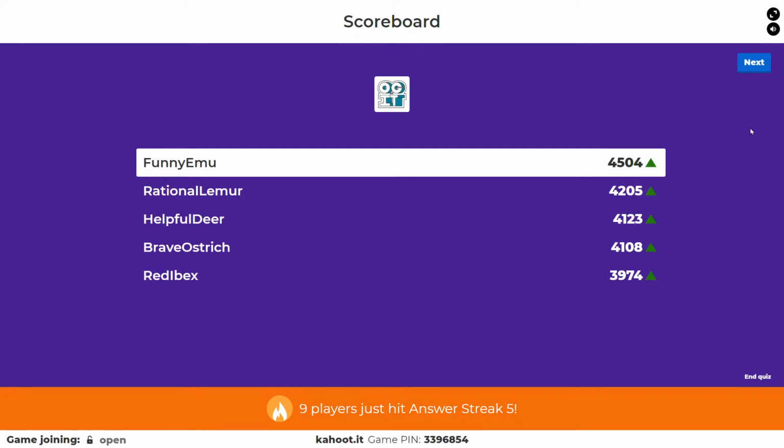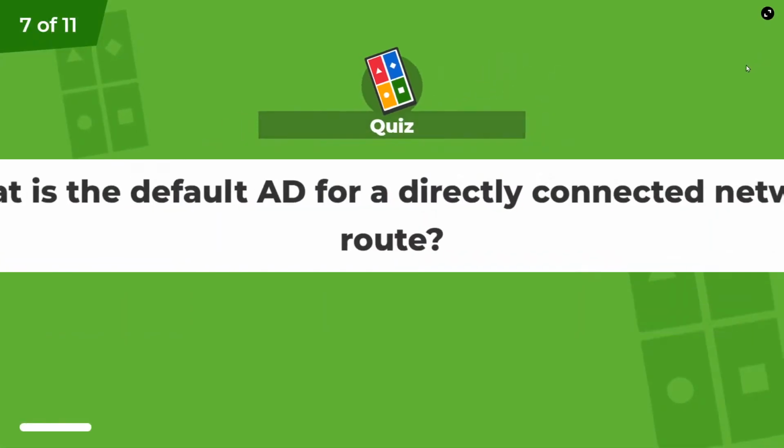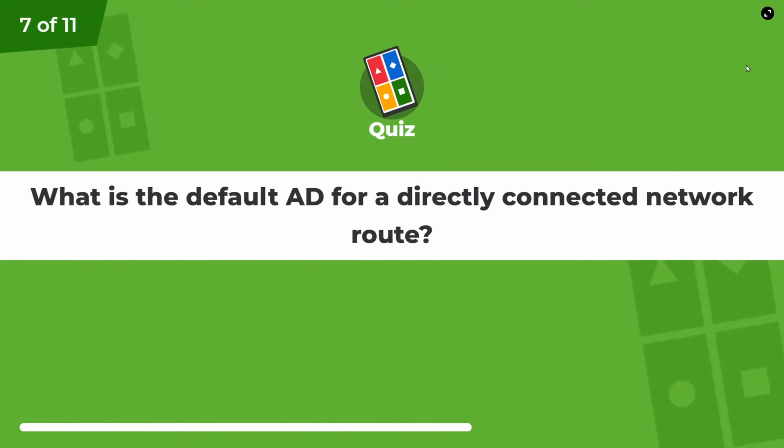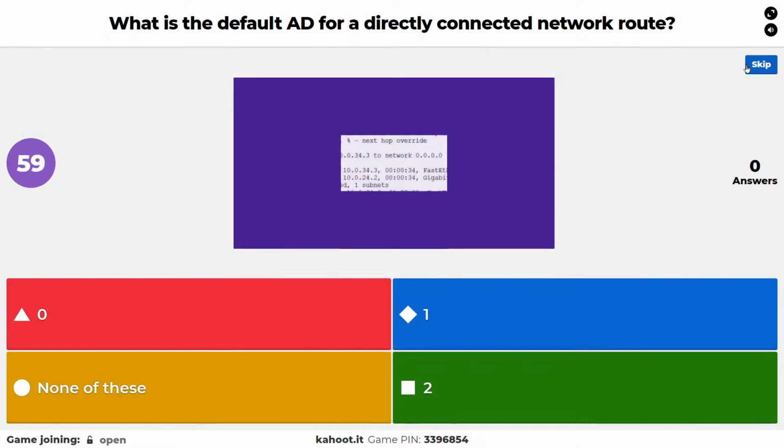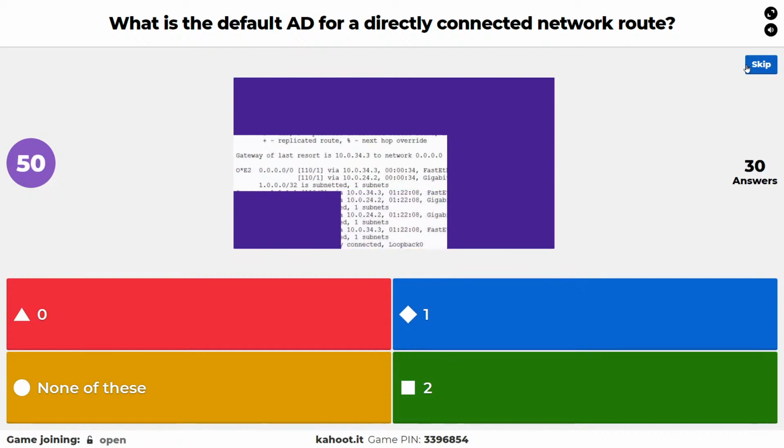Top of the heap, funny emu. Congratulations. What is the default AD, administrative distance, for a directly connected network route? Ooh, this is on the edge. This is on the edge of CCNA/CCNP, but I think you can deduce what the correct answer may be.